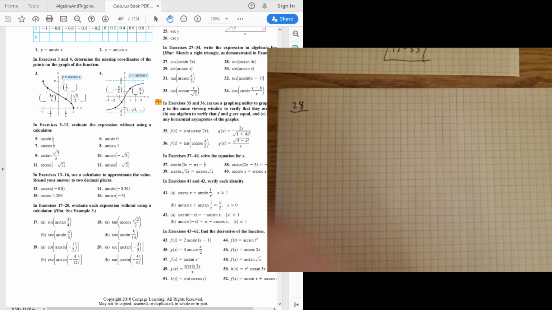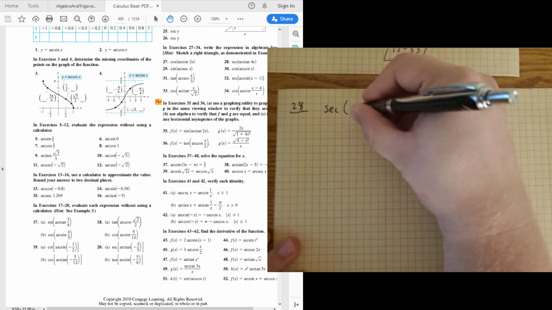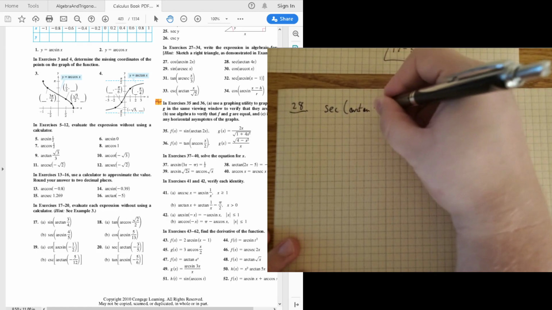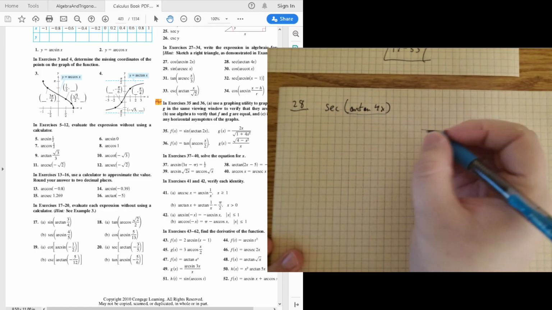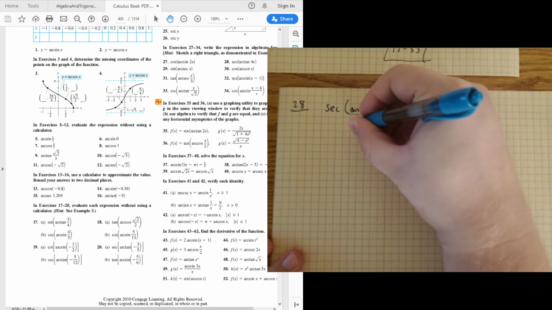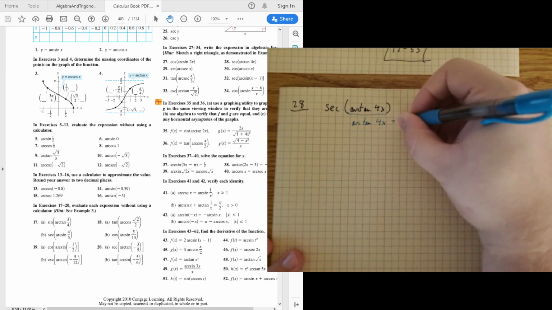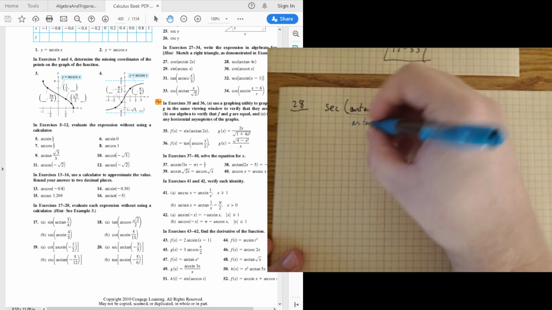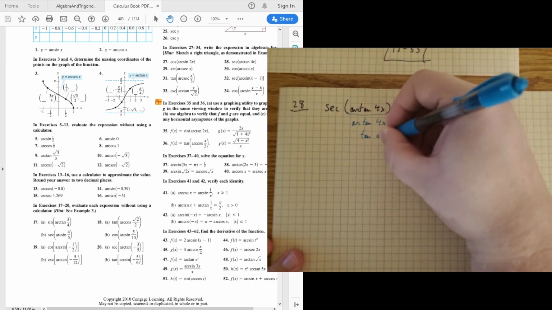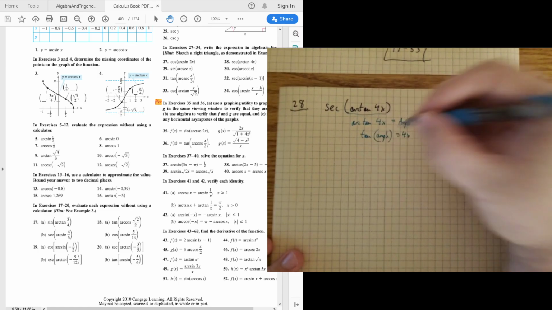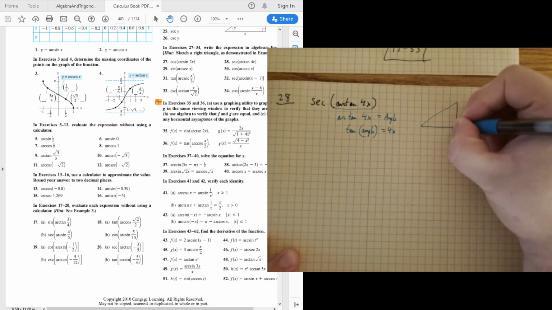Well, here we go. It tells me we have secant of arctan of 4x. Now, because we have something inside of a trig function, we can think of this as arctan of 4x is going to be equal to an angle. Which means that if we flip-flop them, it would tell you that tangent of that angle is equal to 4x. Which means I can start building a triangle. Here's my angle.